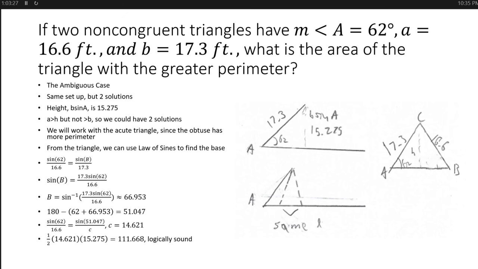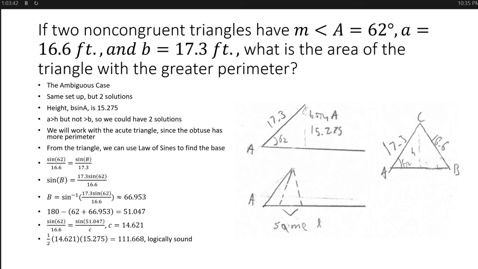All right, we have another ambiguous case problem. If two non-congruent triangles have a measure of angle A, which is 62, side a is 16.6 feet, and b is 17.3, what is the area of the triangle with the greater perimeter?